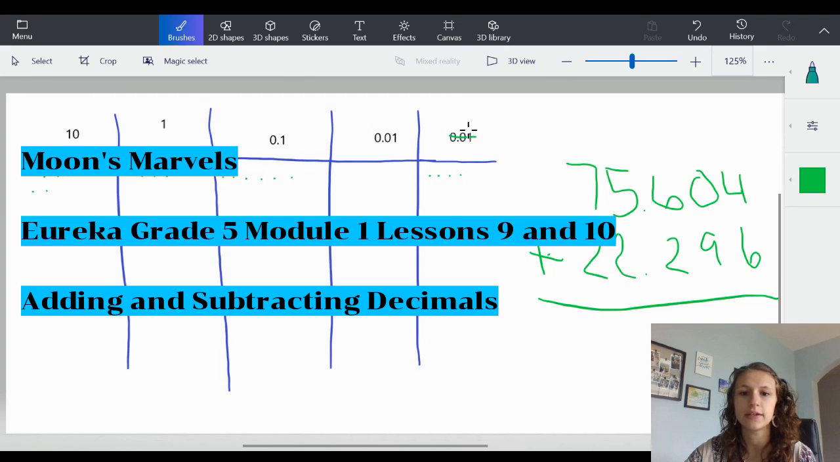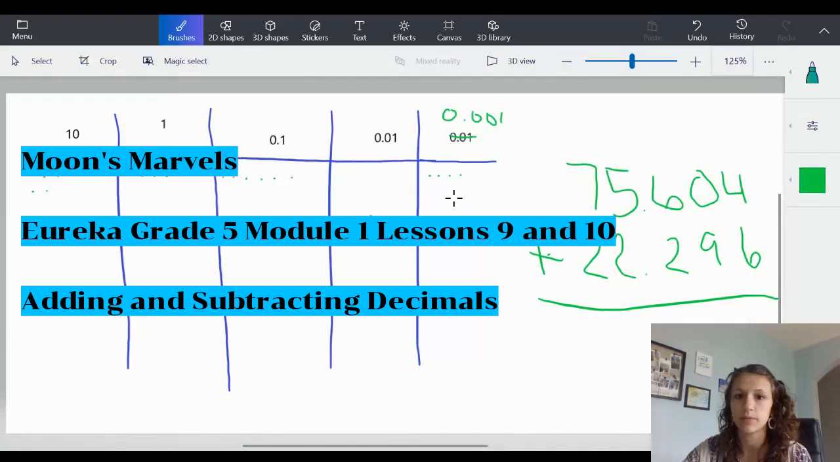And I just realized, friends, that we had written this incorrectly. This should be our thousandths. There we go. Okay, and then our 22, there's my 20, there's my 2, 2 tenths, 9 hundredths, and 6 thousandths. All right, so just like with our integer addition, we're going to start with our smallest unit, which is our thousandths. I see 4 and 6 thousandths, which is going to give me 10 thousandths.